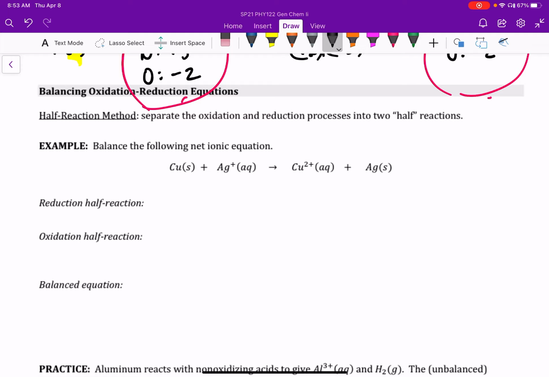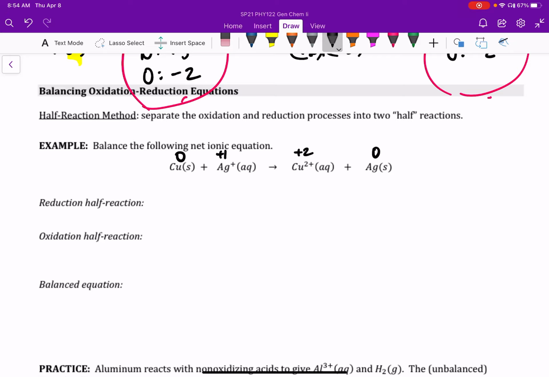And this one's pretty straightforward. Remember that first rule was anything in its natural state has an oxidation number of 0. So any metal in its natural state is going to have an oxidation number of 0. And I just like to write these right above my reaction. So that copper is 0 and also that silver is 0, right? They're both just metals in their natural state. Then if we have monatomic ions, we're going to use that charge. So my silver here is going to be a +1, and my copper here is going to be a +2. So first thing is just identify your oxidation numbers for each of your atoms.